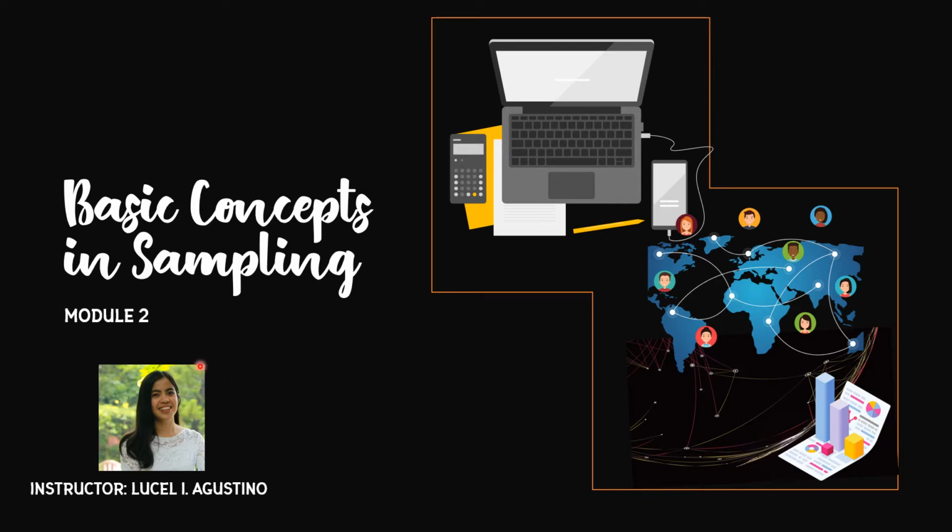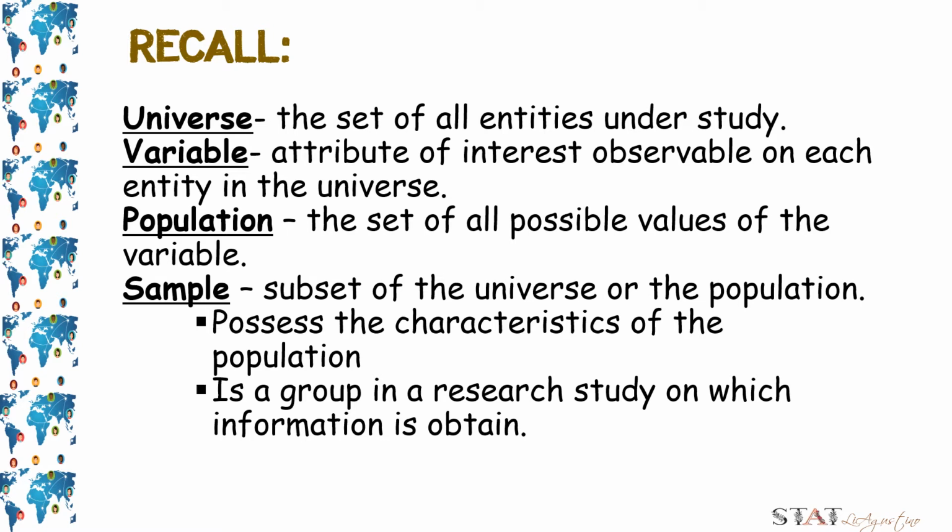This is our module 2, topic 4, basic concepts in sampling. Before we proceed, let's recall some terms that we have in the previous topics. Universe is the set of all entities under study. And then variable, we have learned previously that there are categorical and numerical variables. Remember, this is the attribute of interest observable on each entity in the universe.